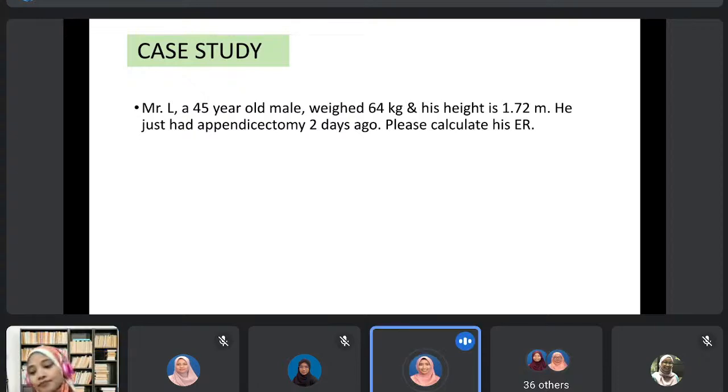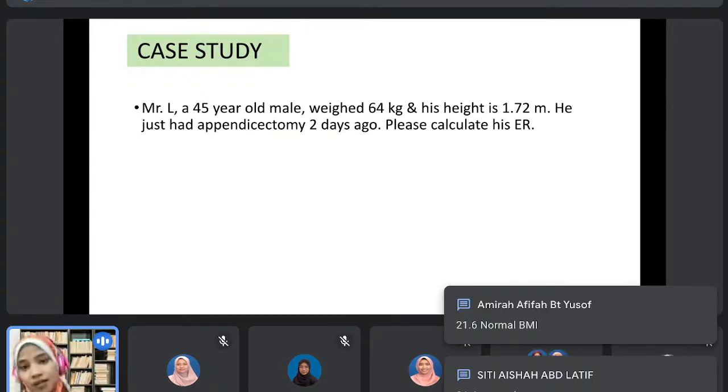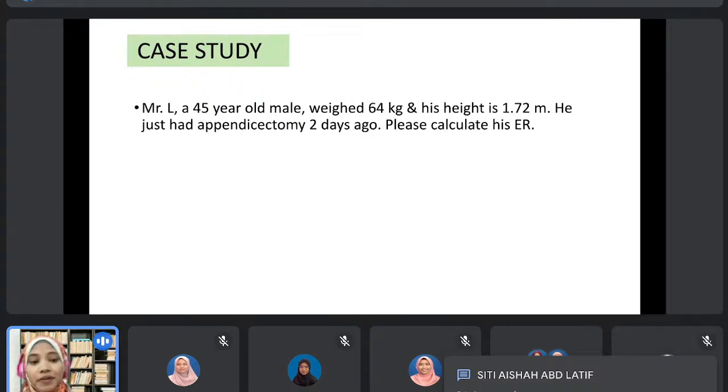Dah, doktor. Okay, so what is his BMI? 21.63. So meaning that, and 1.6, so it is a normal BMI. Okay. Alright, so we know that this patient just had appendectomy 2 days ago.